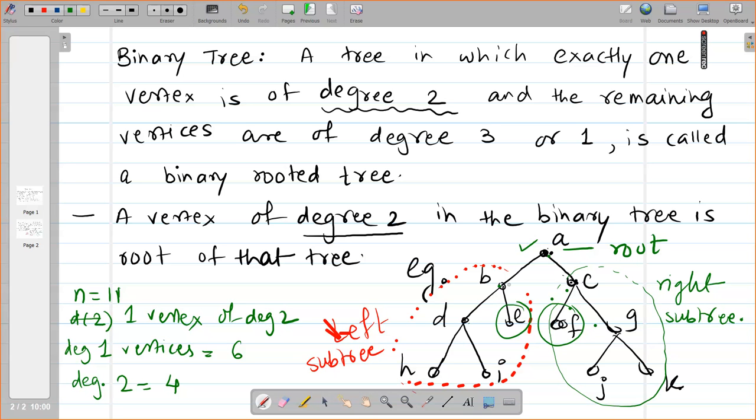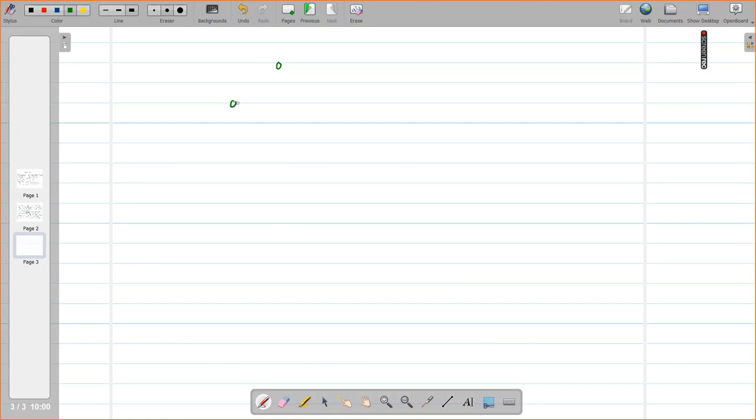There are some say P vertices of degree. Now tell me, can you draw a binary tree on 12 vertices? Let us try. Can we have a binary tree on 12 vertices? I'm saying binary.